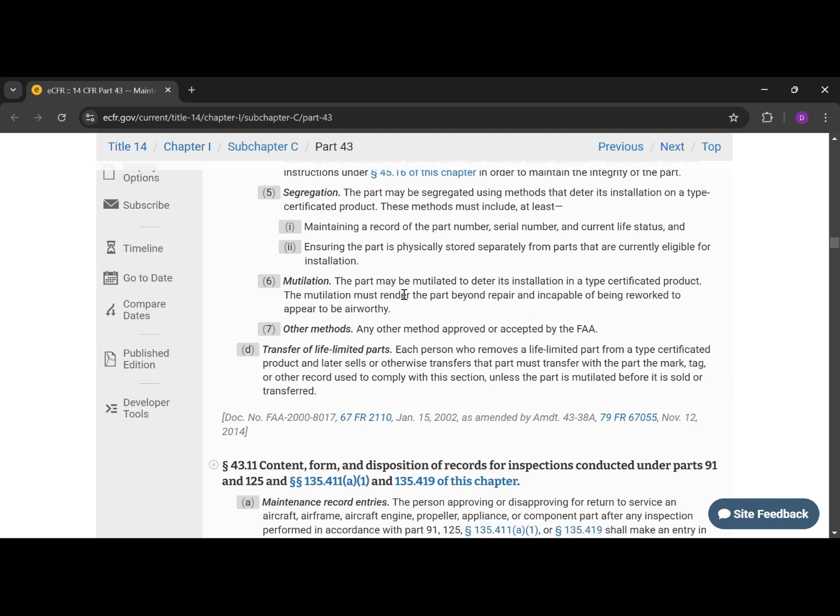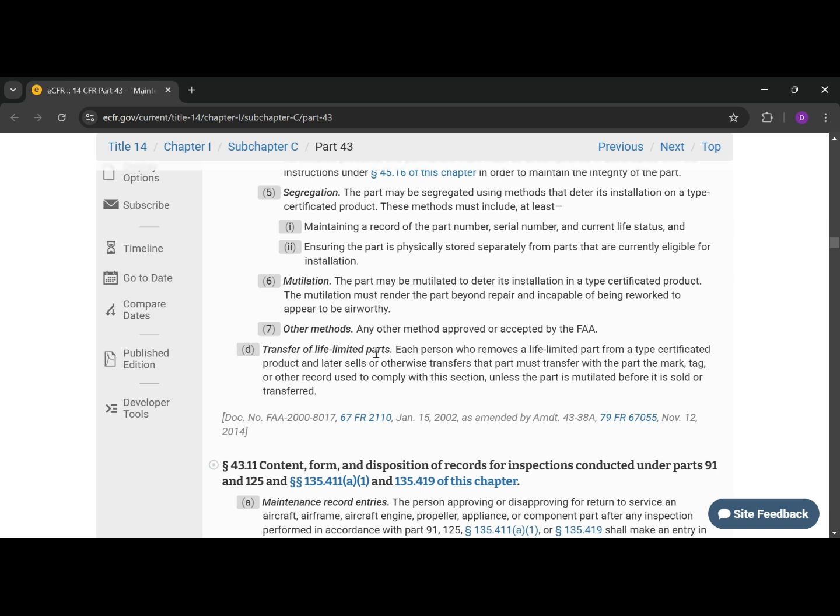Mutilation. The part may be mutilated to deter its installation in a type certificated product. The mutilation must render the part beyond repair and incapable of being reworked to appear to be airworthy. Other methods. Any other method approved or accepted by the FAA.